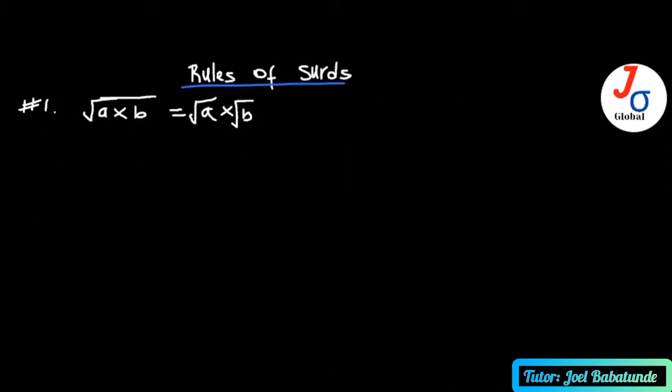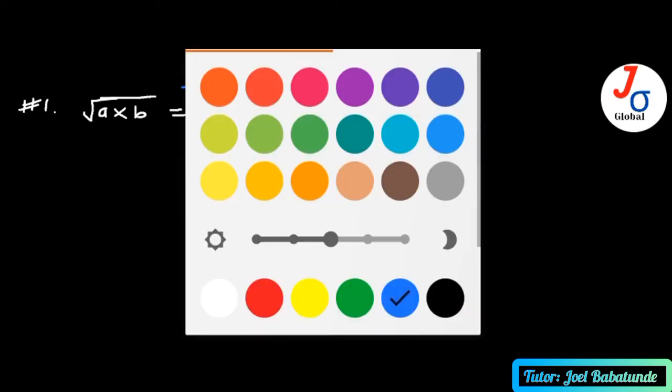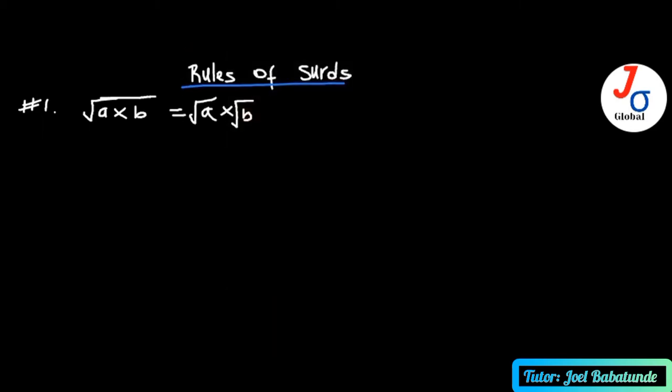Then we'll move to the rules of surds. What are the rules that guide surds? The first rule is that the square root of a multiplied by b is equal to the square root of a multiplied by the square root of b. So you could separate the roots from each other, and each value is independent, provided they are multiplying each other. Let's see an example.